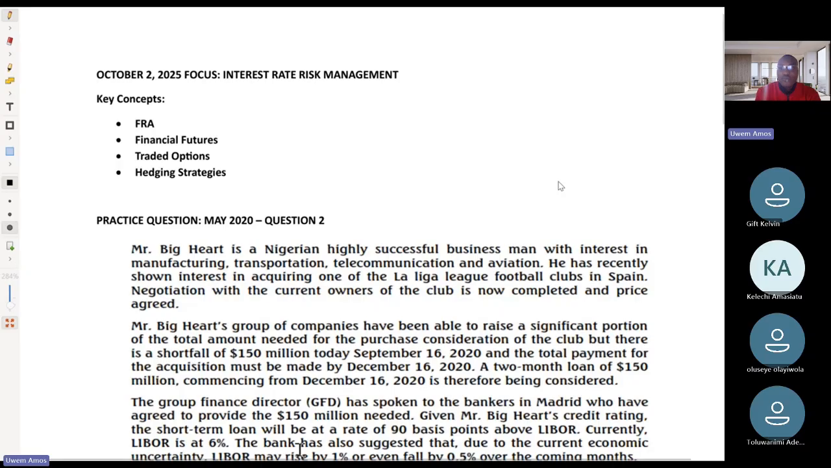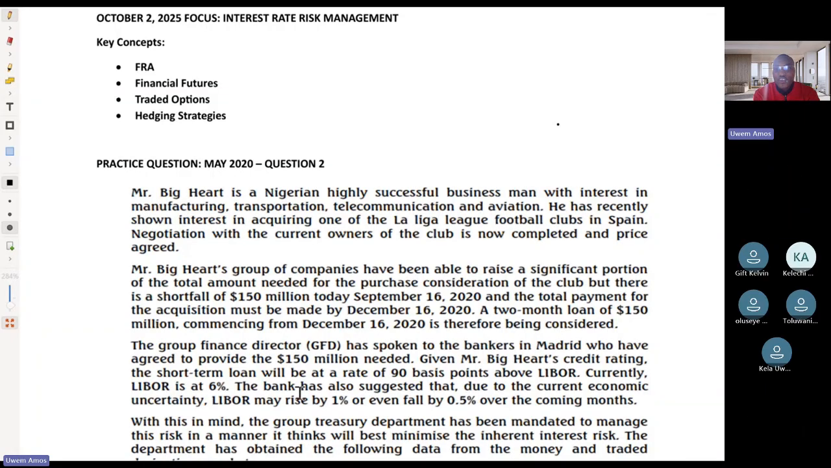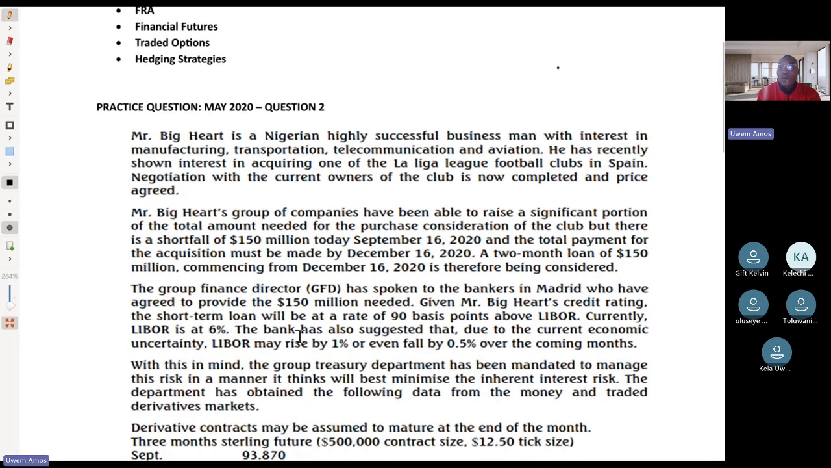So it states, Mr. Big Heart is a Nigerian highly successful businessman with interests in the manufacturing, transportation, telecommunication, and aviation. He has recently shown interest in one of the La Liga league football clubs in Spain. Negotiations with the current owners of the club is now completed and price agreed. Mr. Big Heart's group of companies have been able to raise a substantial portion of the total amount needed for the purchase consideration of the club.